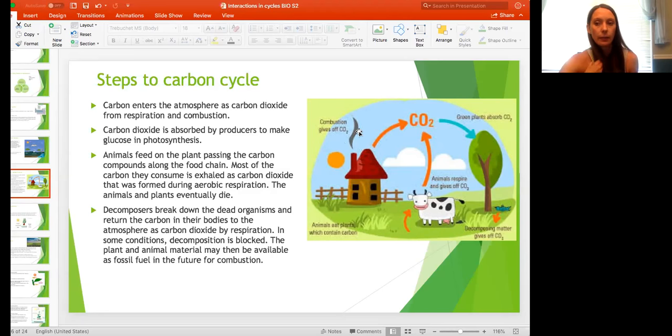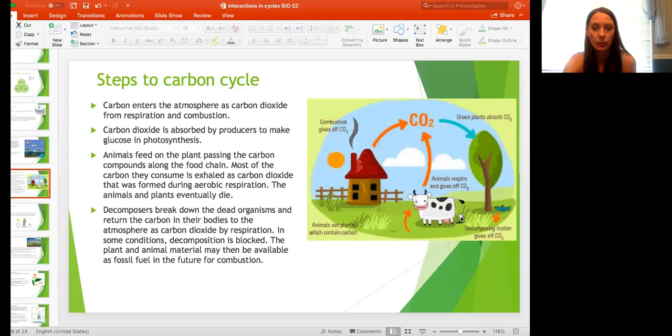Carbon dioxide, here we get to the good part. Carbon dioxide is used by green plants, so producers, organisms that are able to make their own food from sunlight and carbon dioxide. They're able to absorb that CO2 into their cells. We'll get to that in a second. That allows them to produce their own food, producing glucose through photosynthesis.